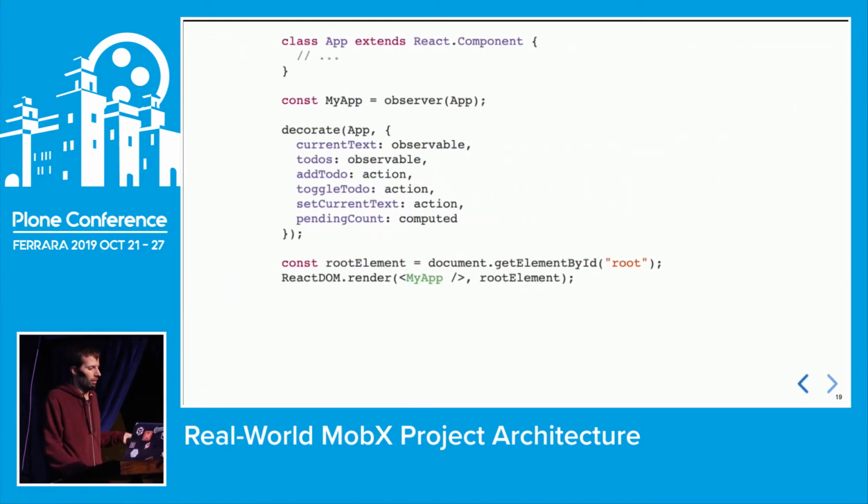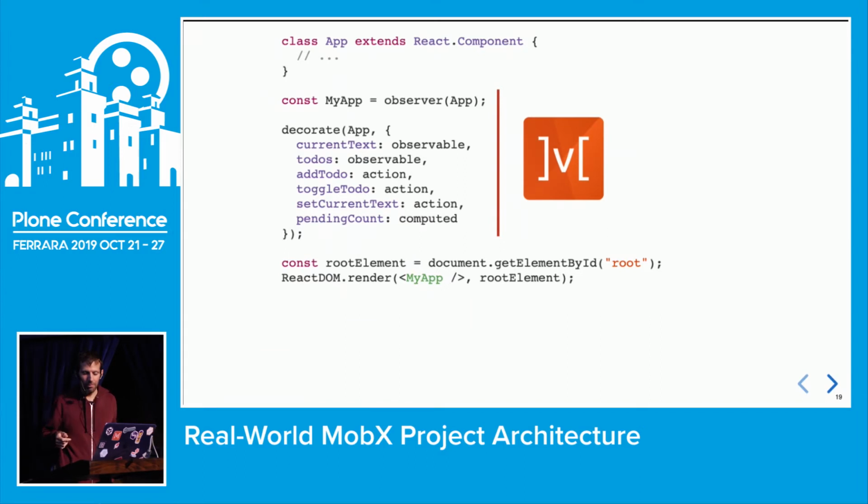So where's actually MobX? Well, MobX can be used with the decorate function, which just takes in a class definition. And what we do is basically map every property definition or method definition to the corresponding block that we have seen before, right? For example, we are saying that currentText and todos are observables, so they store state. And we are saying that addTodo, toggleTodo, and setCurrentText are actually actions, so they will update our state. And obviously, the pendingCount will be computed, so it will be calculated over the data held in the state.